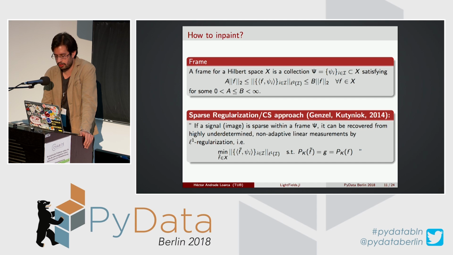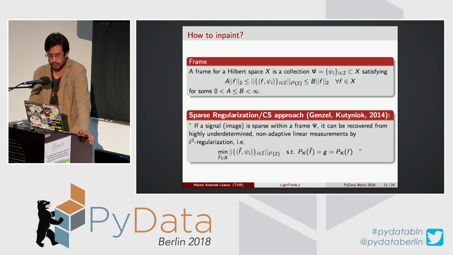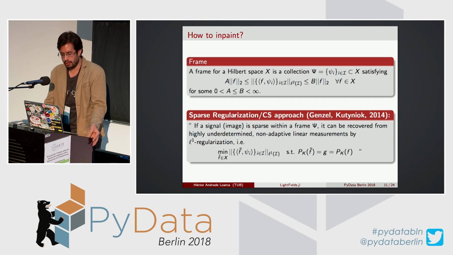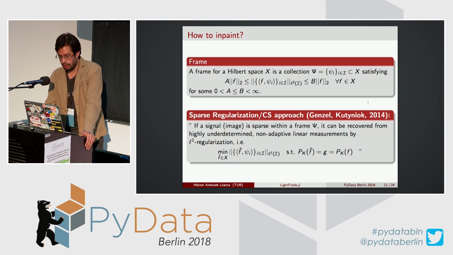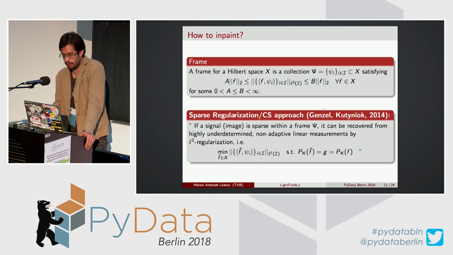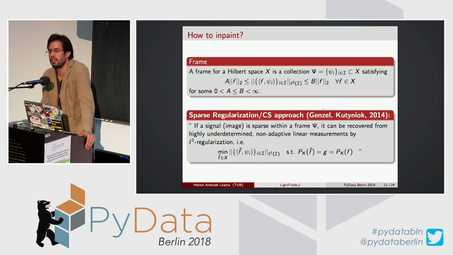And there are some results on sparse regularization and compressed sensing. Maybe some of you have heard of compressed sensing, where it says that you can actually recover a signal or an image when it's sparse within a frame. You can recover it from highly undetermined, non-adaptive linear measurements. In other words, you can inpaint an image by knowing a sparse representation of this image and just deleting the coefficients that are not so important.